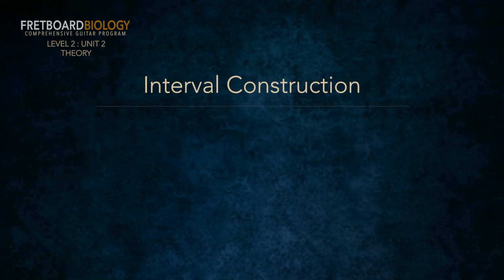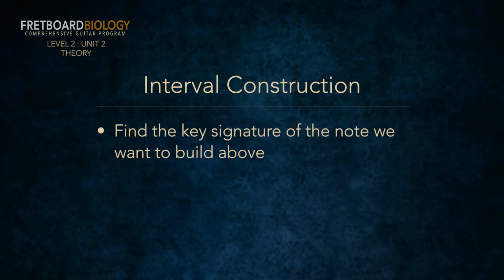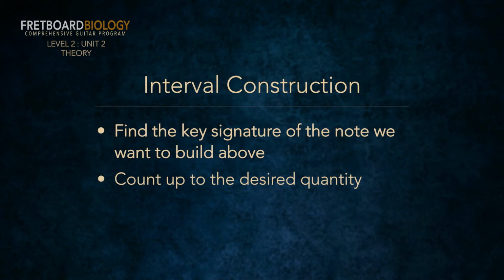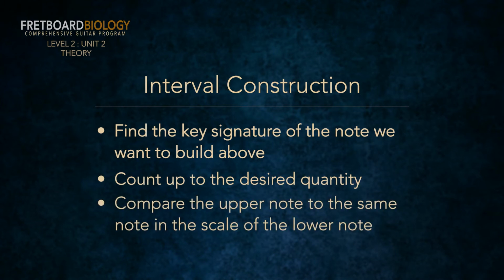So here are the steps so far. 1, find the key signature of the note we want to build above. 2, count up to the desired quantity. 3, compare the upper note you've just written to the note with the same letter in the major scale of the lower note. Let's do another.